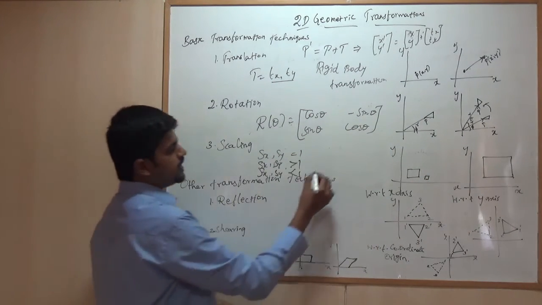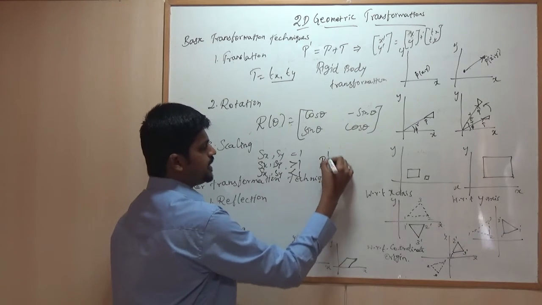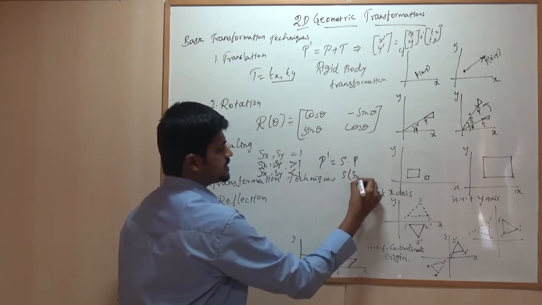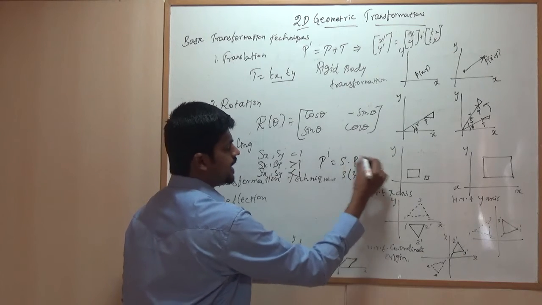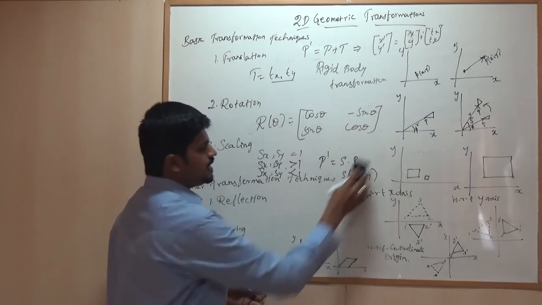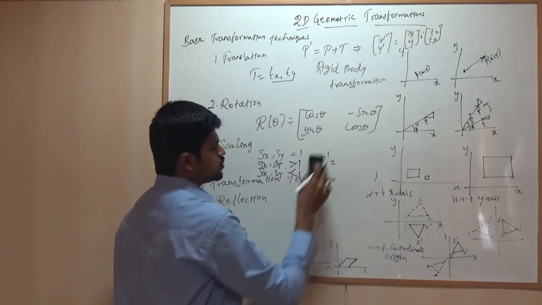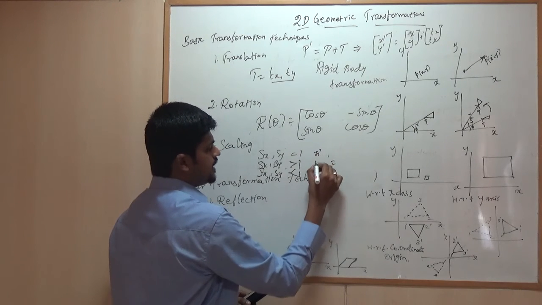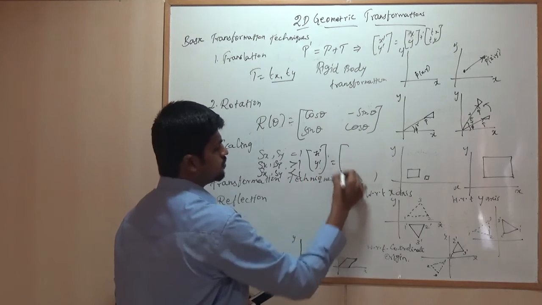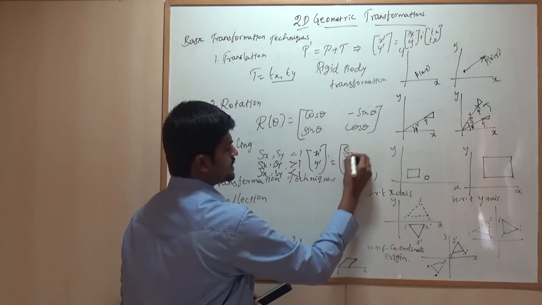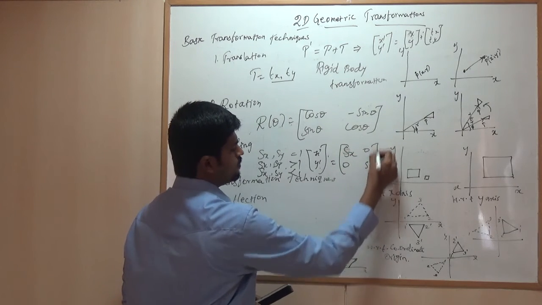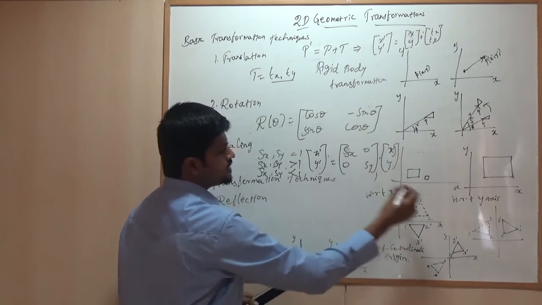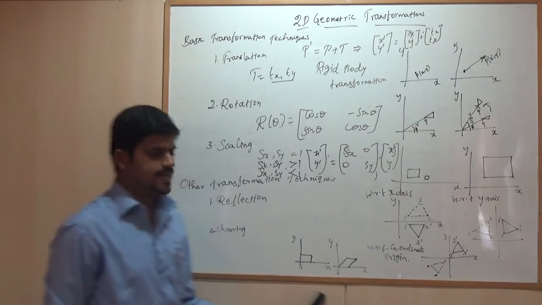For this also we can write a matrix representation P dash equals S dot P. Here S represents S of Sx comma Sy. So here we directly multiply the original position X and Y. So we can write the column matrix X dash, Y dash equals Sx 0 0 Sy, which is directly multiplied with the X and Y values. While multiplying this, we get such a scaled position.